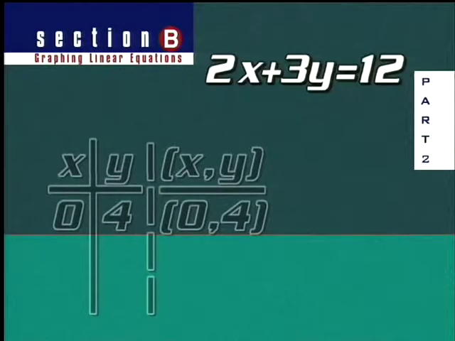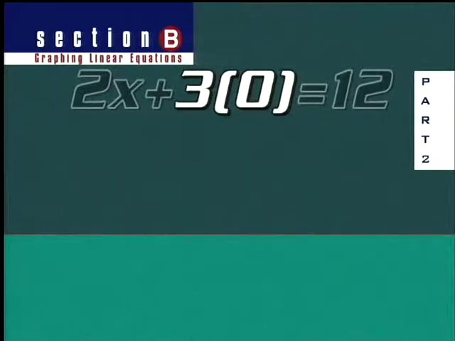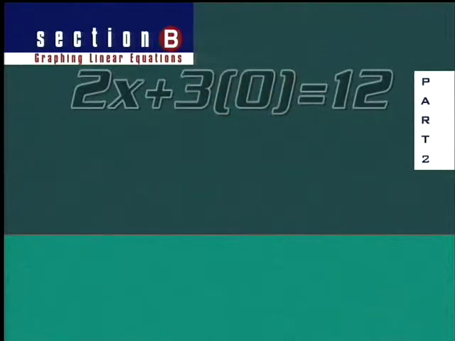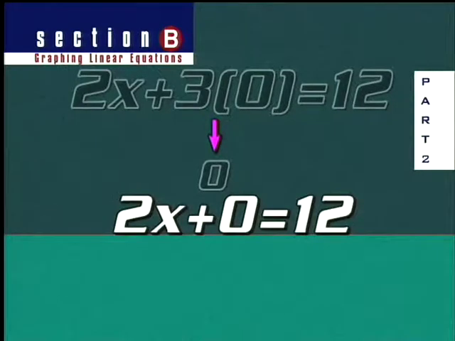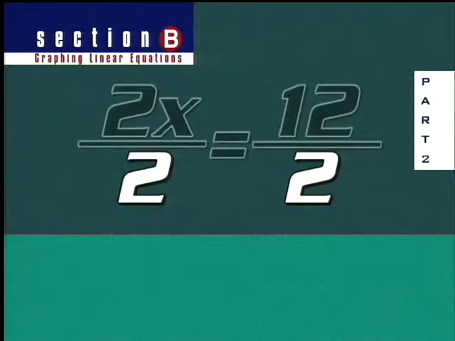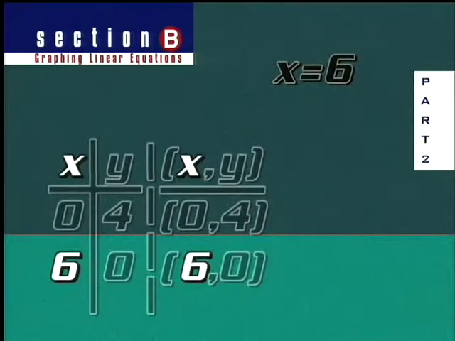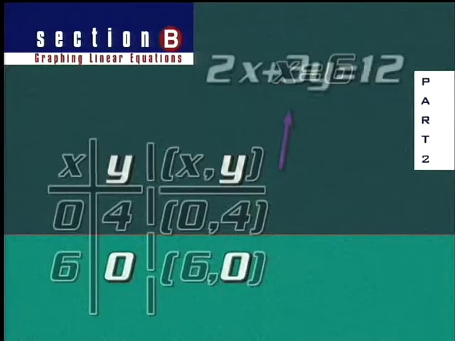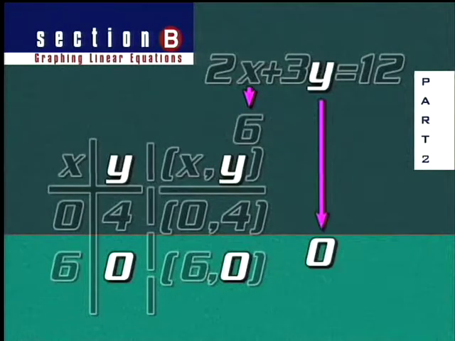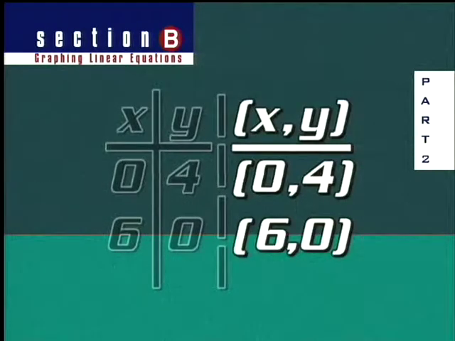Now, in our same equation, let's substitute 0 for y and solve for x. This is just the reverse of what we did last time. So, 2x plus 3 times 0 equals 12. Well, 3 times 0 equals 0, so we've got 2x plus 0 equals 12. We then have 2x equals 12 and can divide each side by 2, giving us x equals 6. So, our second set of coordinates is x equals 6 and y equals 0. In our equation, if x equals 6, then y equals 0. Now we have coordinates for 2 points, (0, 4) and (6, 0). The next step is to plot our points on a graph.